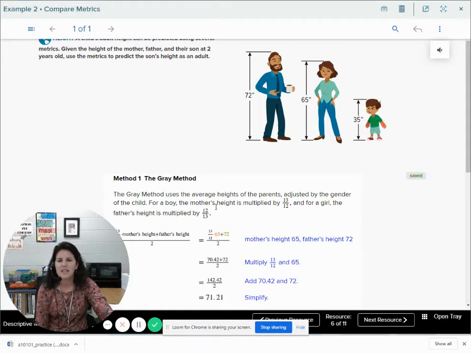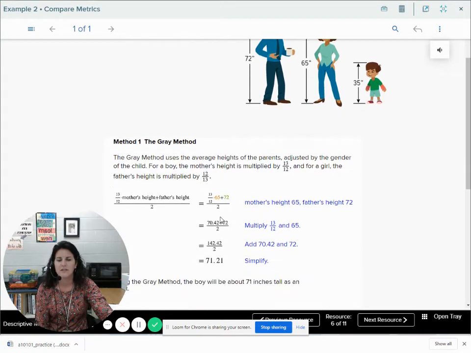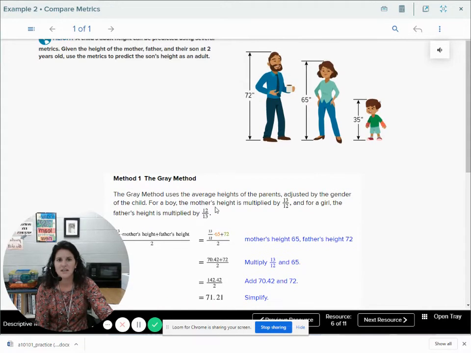So the Gray method uses the average heights of parents adjusted by the gender of the child. So for a boy, the mother's height is multiplied by 13/12, and for a girl, the father's height is multiplied by 12/13. I don't know who comes up with this stuff, but it's kind of cool.